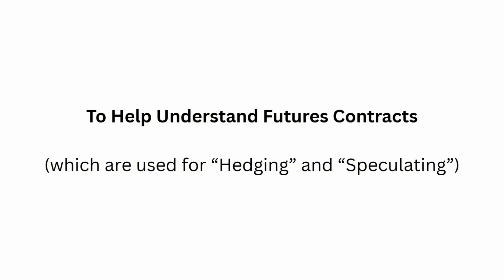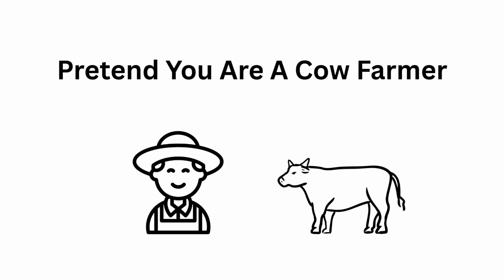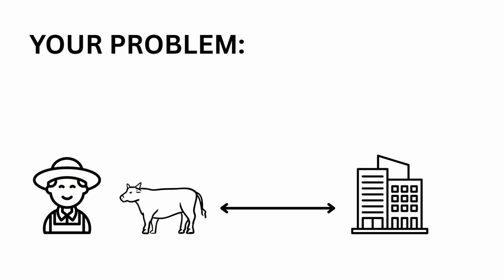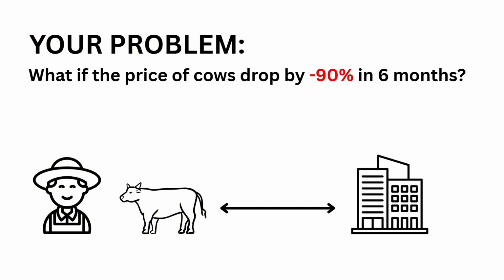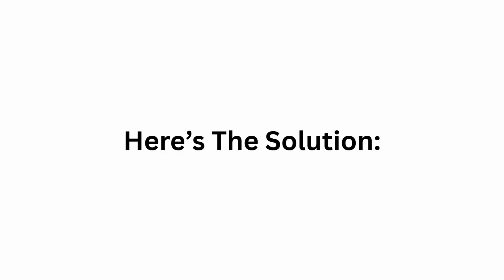To help understand futures contracts a little bit better, which are used for hedging and speculating, as I said on the previous slide, let's go back in time to 1950. Pretend that you are a cow farmer. You have 100 cows ready to sell at $1,000 per cow to a meat packing company in 6 months from now. But you have a problem. What if the price of cows dropped by 90% in the next 6 months? Instead of making $100,000, you will only make $10,000. Sad face.